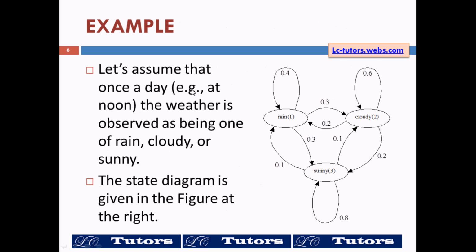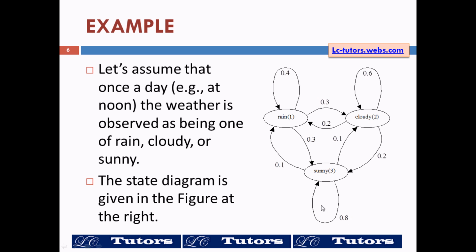Let's take an example here, which is a weather model. We have three states here: rain, cloudy, sunny. Rain is state 1, cloudy is state 2, sunny is state 3. So let's assume that once a day, for example at noon, the weather is observed as being one of rain, cloudy or sunny. The state diagram is shown, and these are the state transition probabilities. That is, if it is a rainy day today, the probability that the next day is also rainy is 0.4. Rainy day, next day cloudy is 0.3. Cloudy day, next day rainy is 0.2.